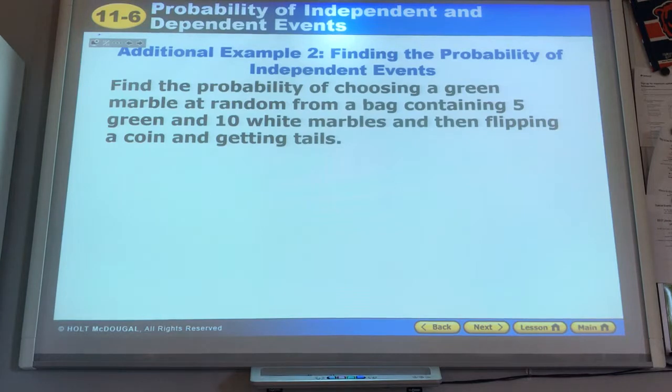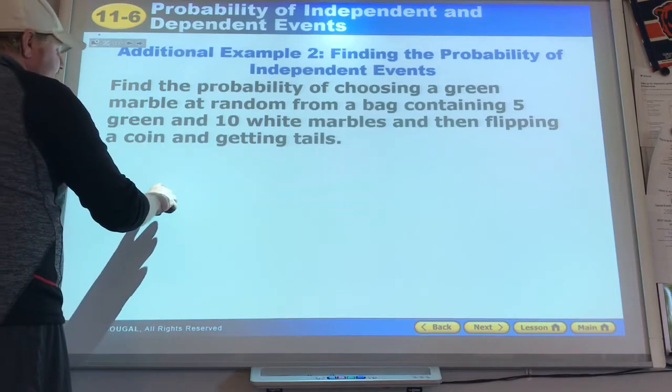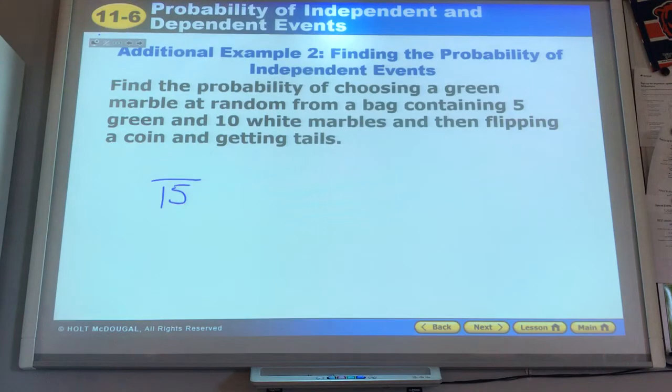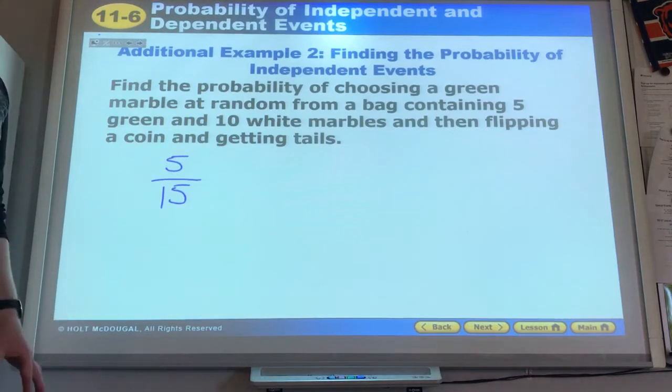So, the probability of choosing a green marble at random from a bag containing 5 green and 10 white marbles, then flipping a coin and getting heads. So, we have to think how many marbles are in the bag. There were 5 green ones and 10 white ones. Oh, there's 15 marbles in the bag. So that's my total marbles, right? Then, find choosing a green one. 5 of them were green, so there's a 5 out of 15 chance of reaching into that bag and grabbing a green marble out, right?